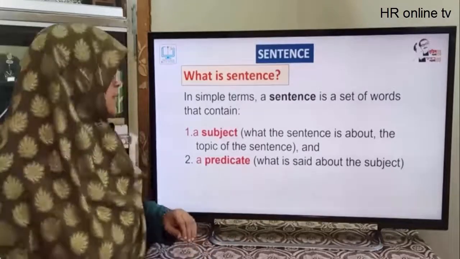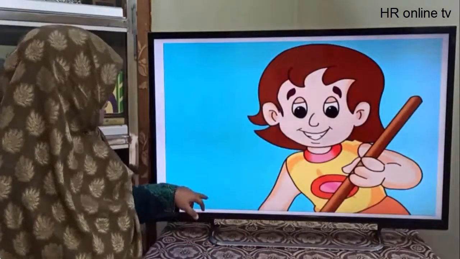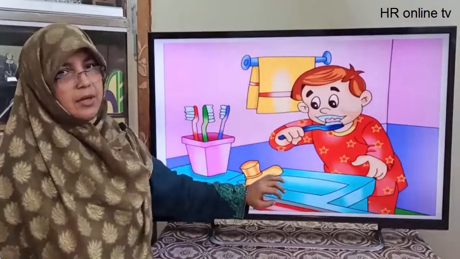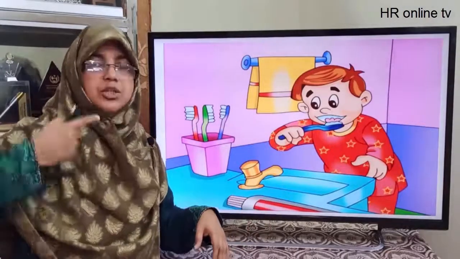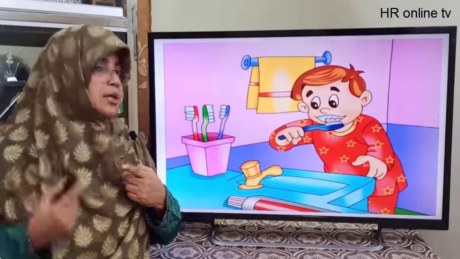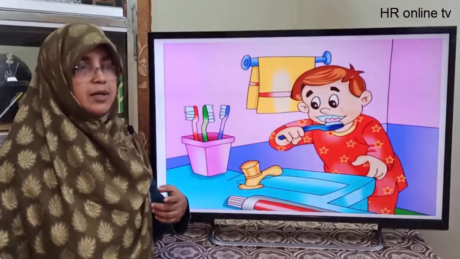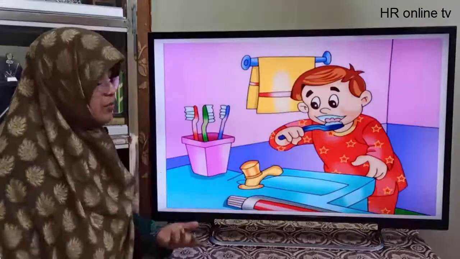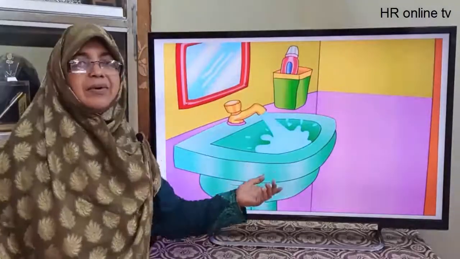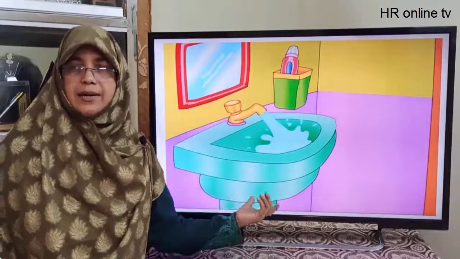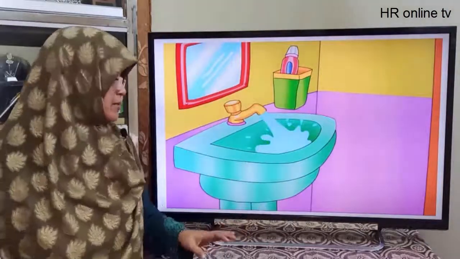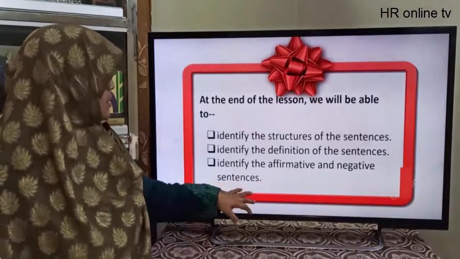Let's see our first sentence. You have seen, suppose, brush your teeth. In the sentence, brush your teeth, you have to brush your teeth. It has a meaning. First part, brush your teeth is an imperative sentence. In an imperative sentence, you should order or request something. And in the first sentence, the tap is running. Water is running here. Okay. So, it has a meaning and it also has two parts. Okay, let's move to our content.